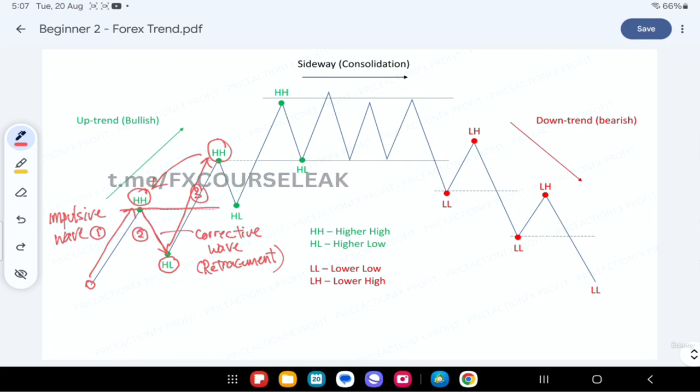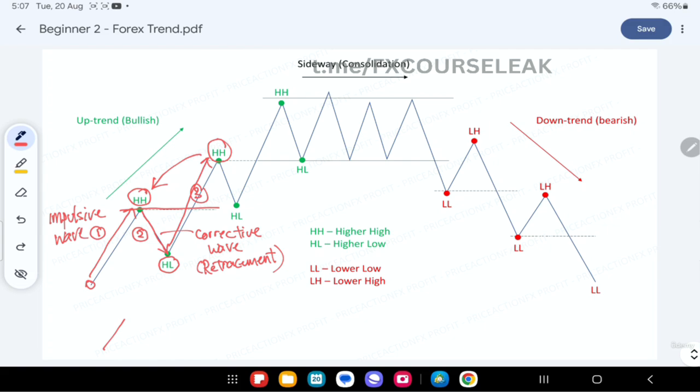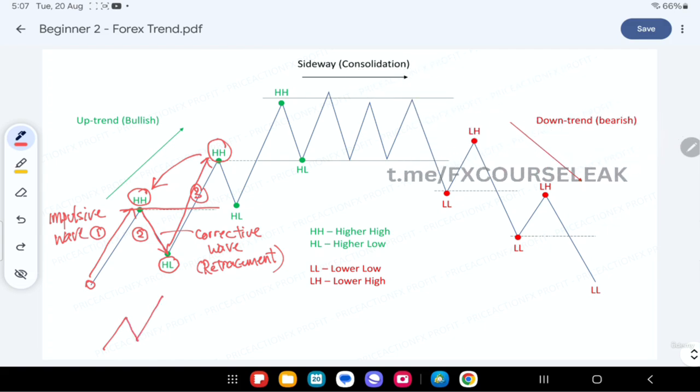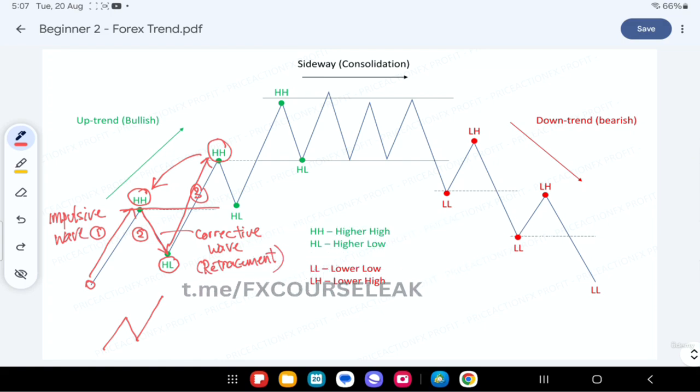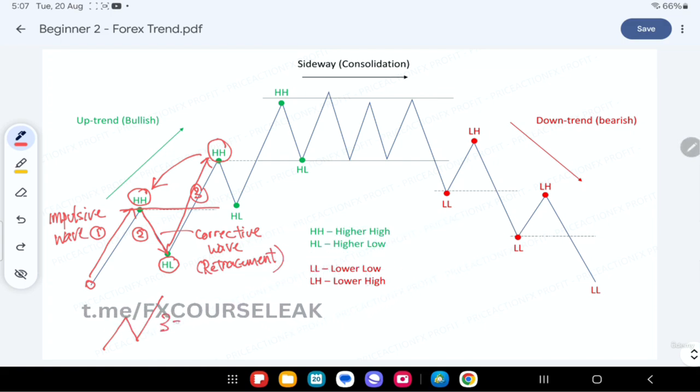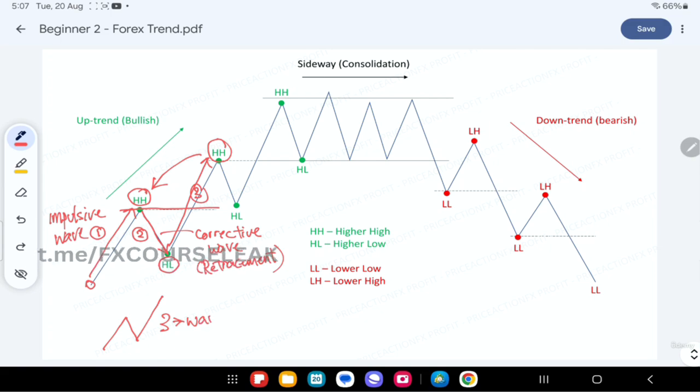So this is where the bullish trend starts. So it's just like a lightning strike. So please remember, either it's a bullish or it's a bearish, a starting of a trend, we need a total of 3 waves to form it.